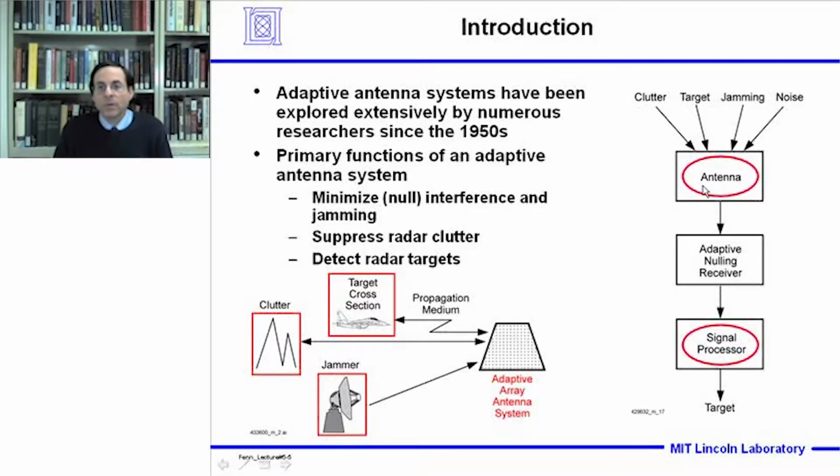So we'll be analyzing a multiphase-center antenna, and we'll be describing the signal processing used to eliminate the undesired signals, the undesired clutter and interference, and show how to detect the desired target.